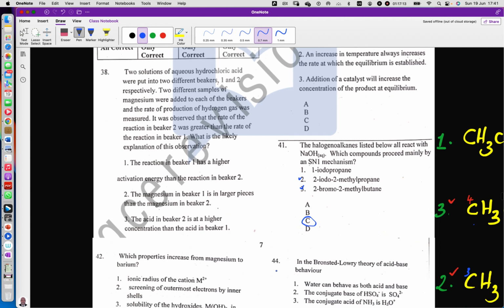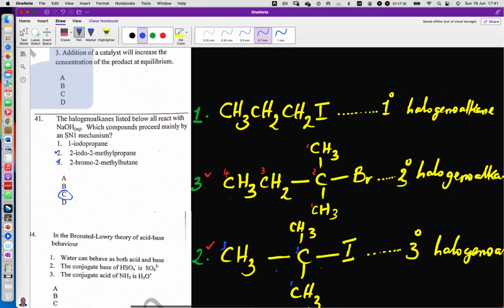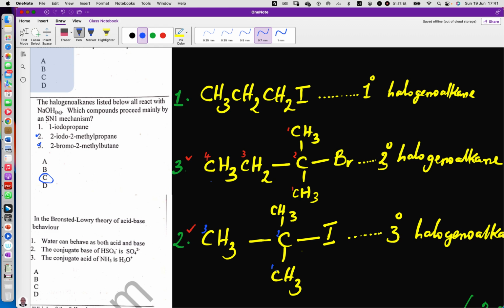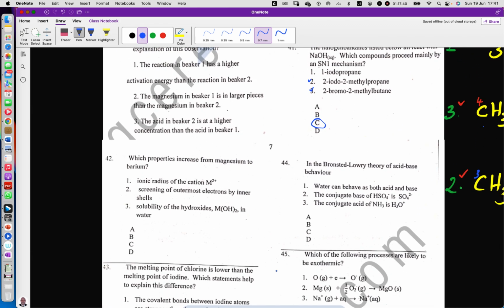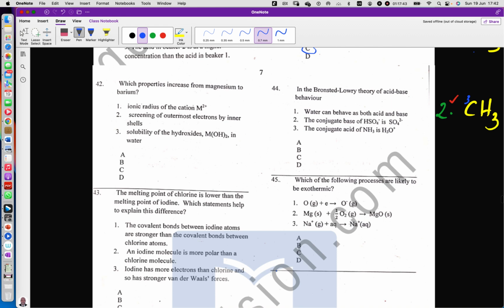So the most essential thing here is you should know which type of halogen alkane will undergo SN1 or SN2. Is it primary, is it secondary, or is it tertiary? Then the next hint here is that you need to draw the structures, identify which one is a primary, which one is a secondary, and which one is a tertiary. From there, you now select your right answer. Let's go to the next question, question number 42.